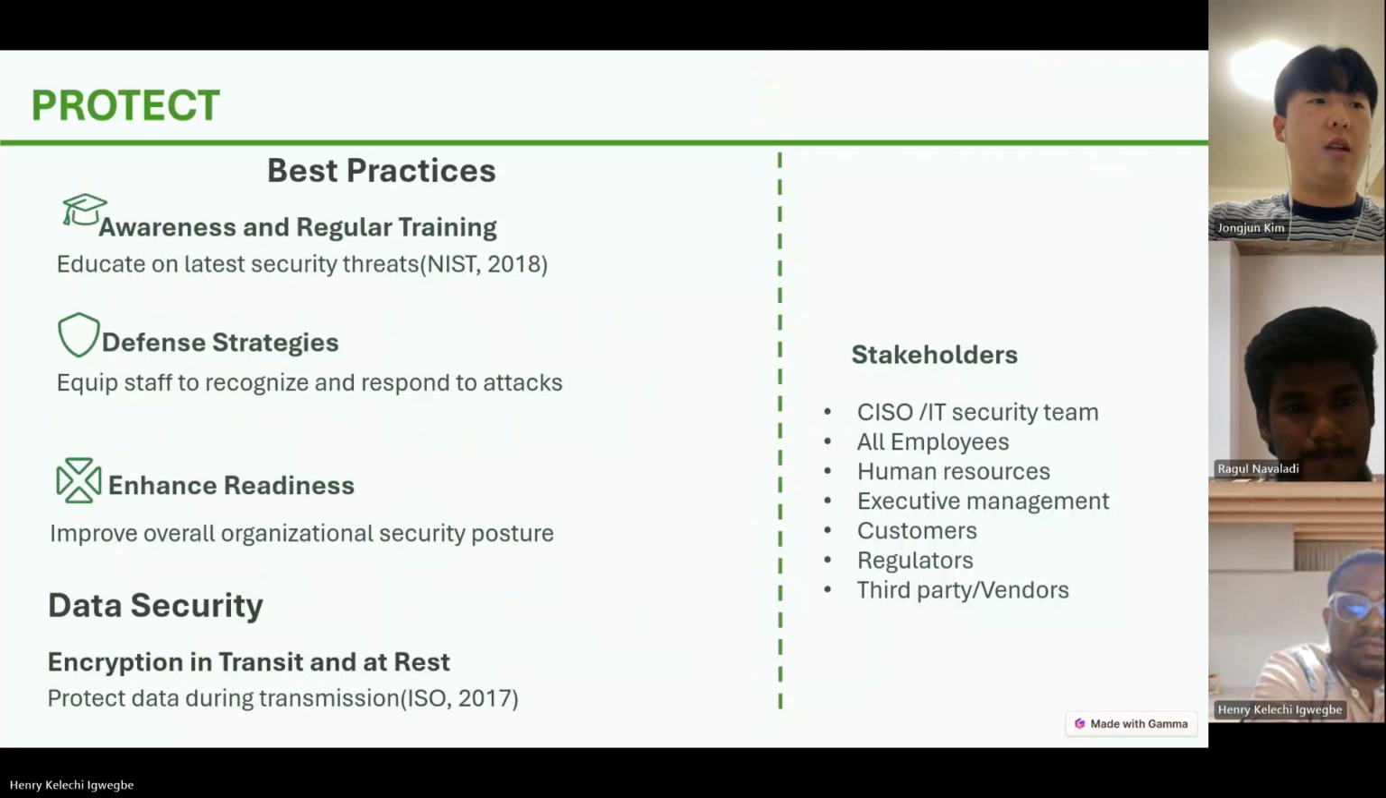In conclusion, identify and protect strategies are fundamental to strengthening an organization's cybersecurity posture. These approaches build trust, prevent security incidents, and safeguard critical assets.